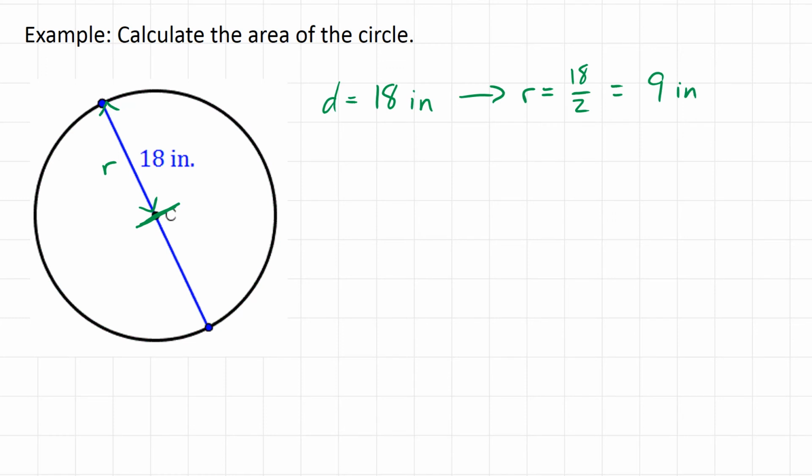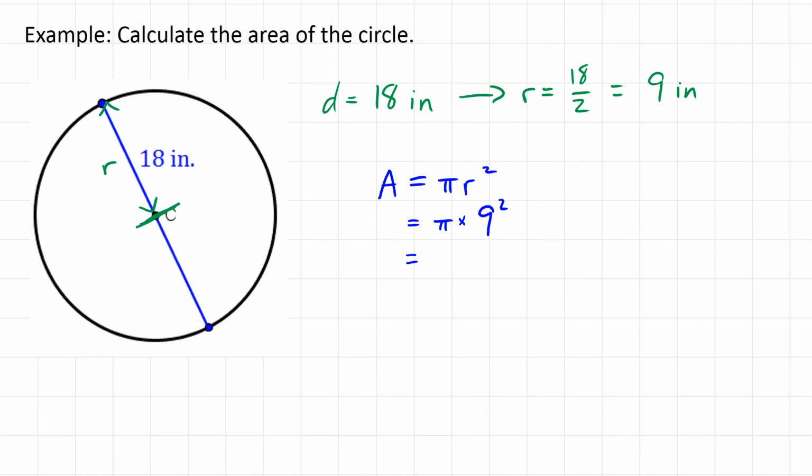And now we're ready to calculate the area. A is equal to pi r squared, pi times 9 squared. Now this is something you have to make sure you're comfortable doing this type of equation in your calculator. Some calculators are easier to do and you can type everything in at once, and other calculators you might want to do an equation like this in smaller steps.